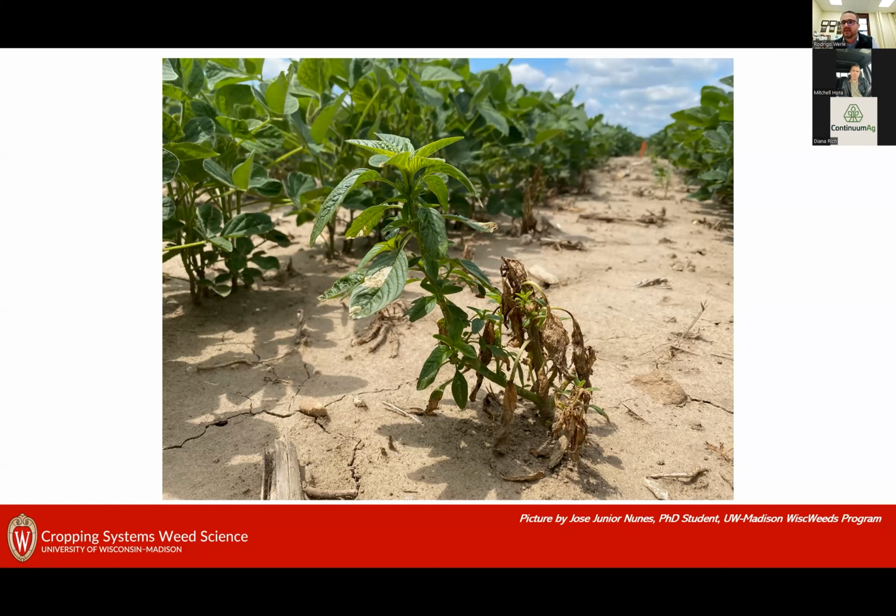We're having a hard time managing these weeds, and we need other strategies, which is going to take me to the main point of the conversation here, which is the use of cover crops, right, Mitchell? You talked about using cover crops as part of offensive management. I really like the way you framed it, because that's what this is all about.